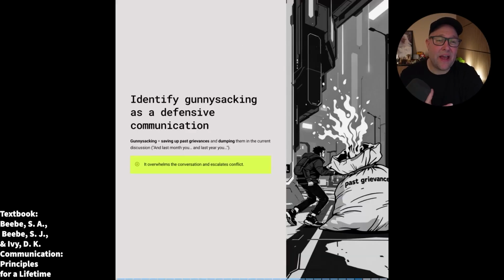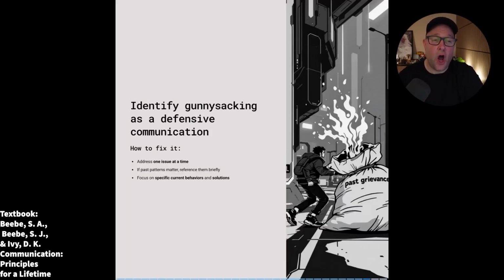Gunnysacking is saving up past grievances and dumping them on the current discussion. For example, last month you did this thing, or last year you did this thing. It overwhelms the conversation and escalates conflict. How do we fix gunnysacking? Address one issue at a time. If past patterns matter, reference them briefly. Focus on specific current behaviors and solutions.